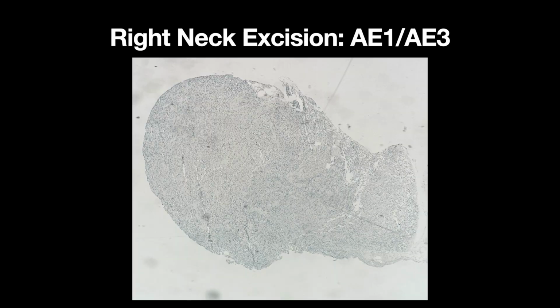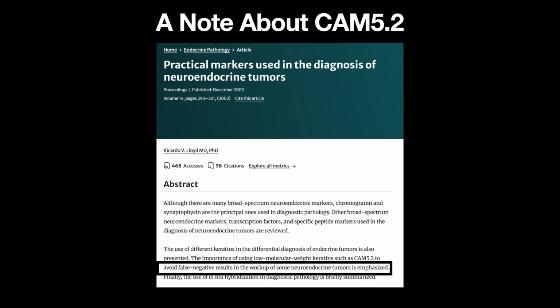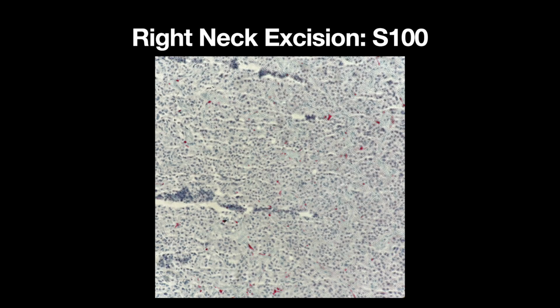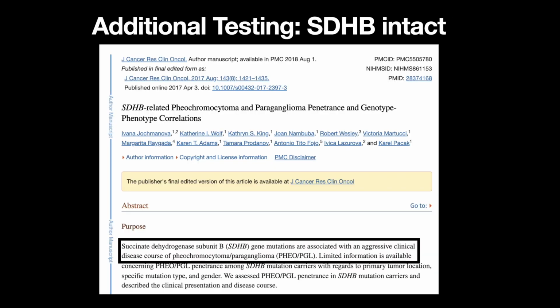GATA3 was positive. AE1, AE3 was negative. CAM5.2, which is a low molecular weight cytokeratin, and my staff uses this to help avoid false negative results in the workup of some neuroendocrine tumors. And S100 showed some positivity as well, and so the diagnosis was compatible with paraganglioma. We did additional testing, that is SDHB testing, because mutations in SDHB are associated with an aggressive course of pheochromocytoma and paraganglioma.